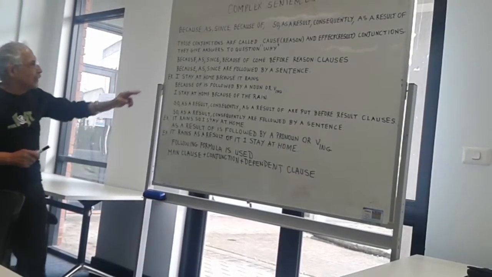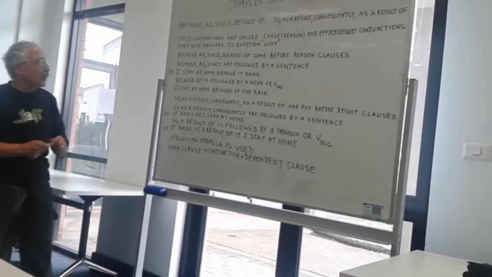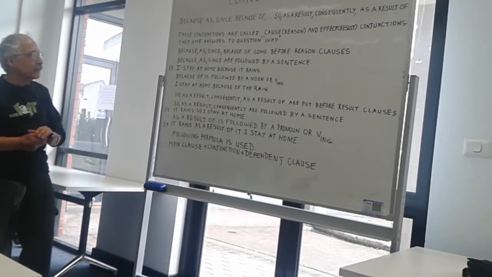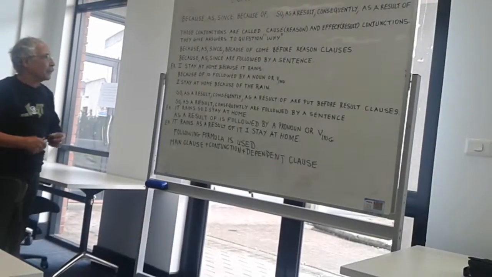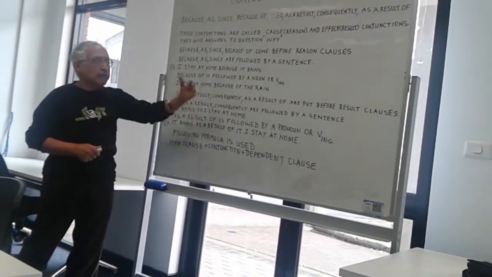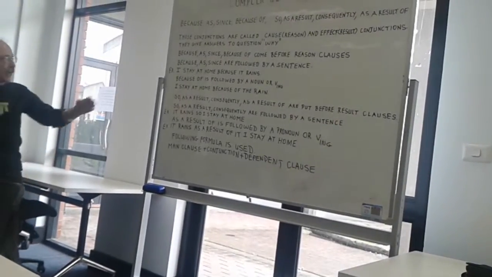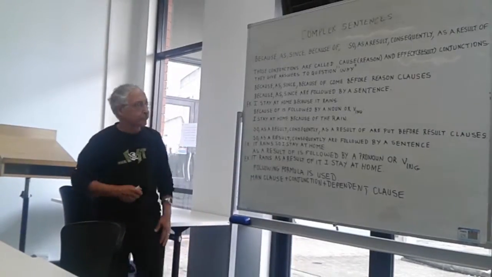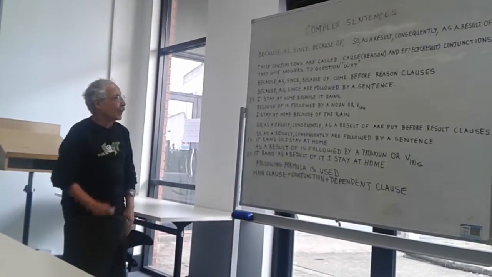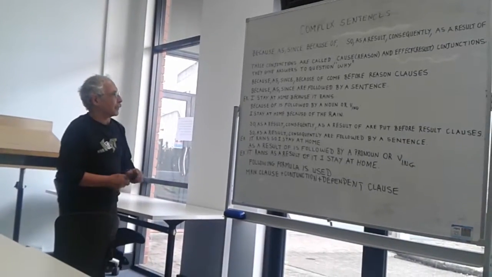If you want to make this sentence with because of, we cannot bring a sentence. We have to bring a noun or the ing form of the main verb. I stay at home because of the rain. I stay at home. Why? Because of the rain. We do this first, then we go to the second part.